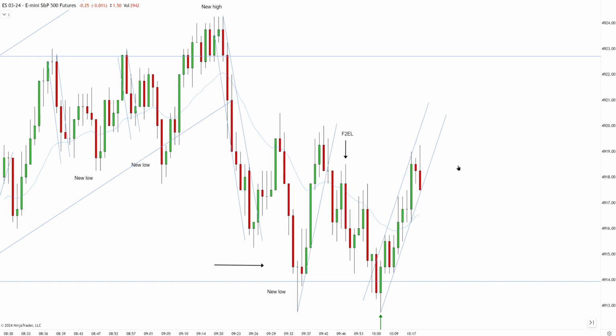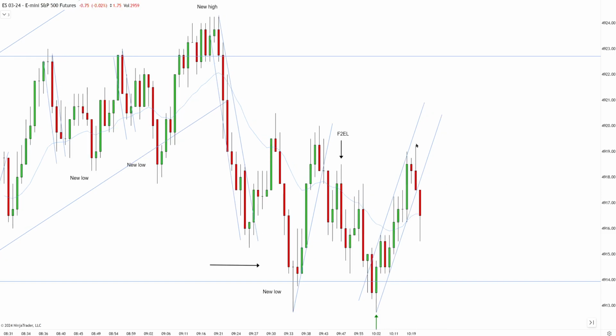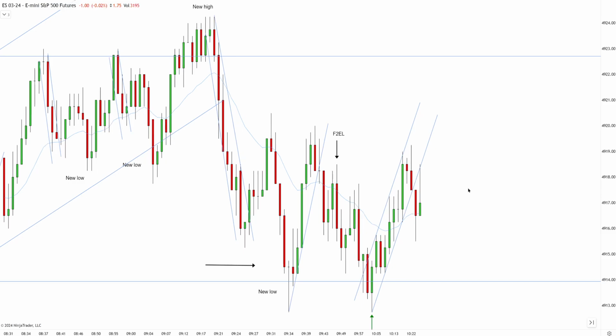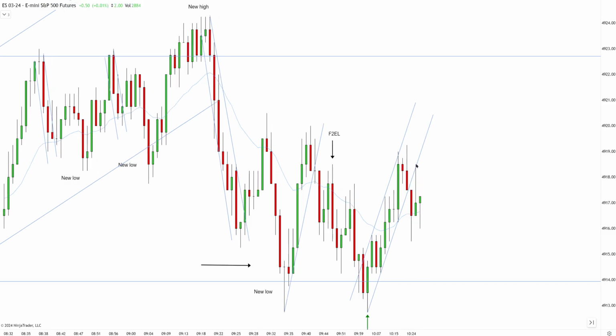This right here is the new high. I'm going to reset the count. On the way down, I was looking for breaks below bar lows. Now I'm looking for breaks above bar highs. So we have a new high, first entry long, pullback, second entry long.